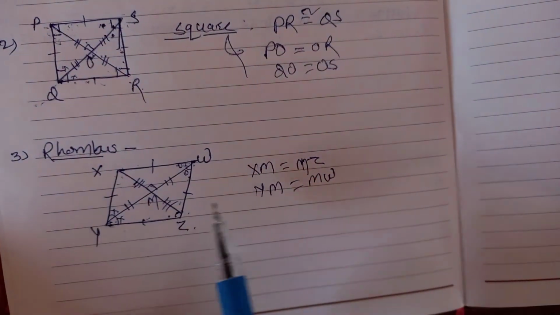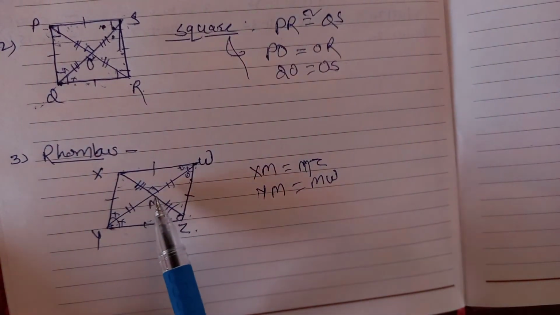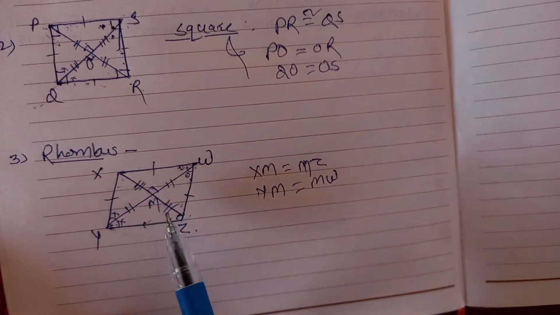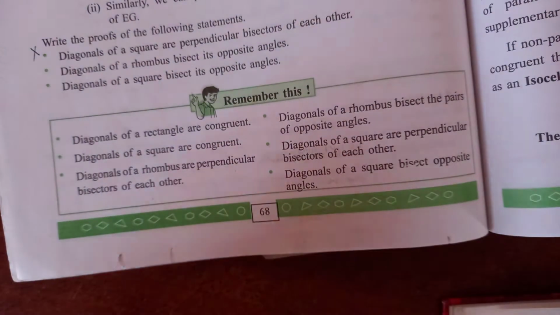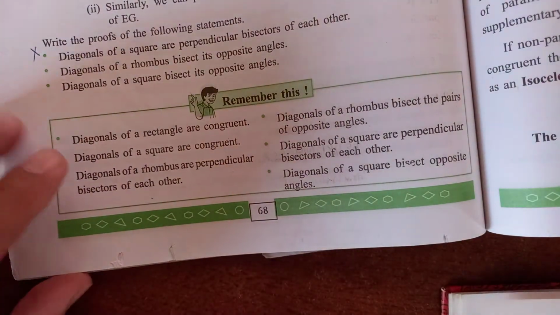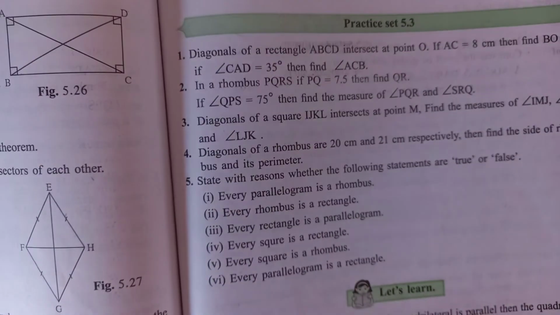Rhombus: all sides are equal. The diagonals are perpendicular bisectors of each other. This is the first property. Then these two parts are congruent: XM is equal to MZ, YM is equal to MW. Write all these properties and draw the figure. Only this part you have to write. So now we will see the exercise on this.